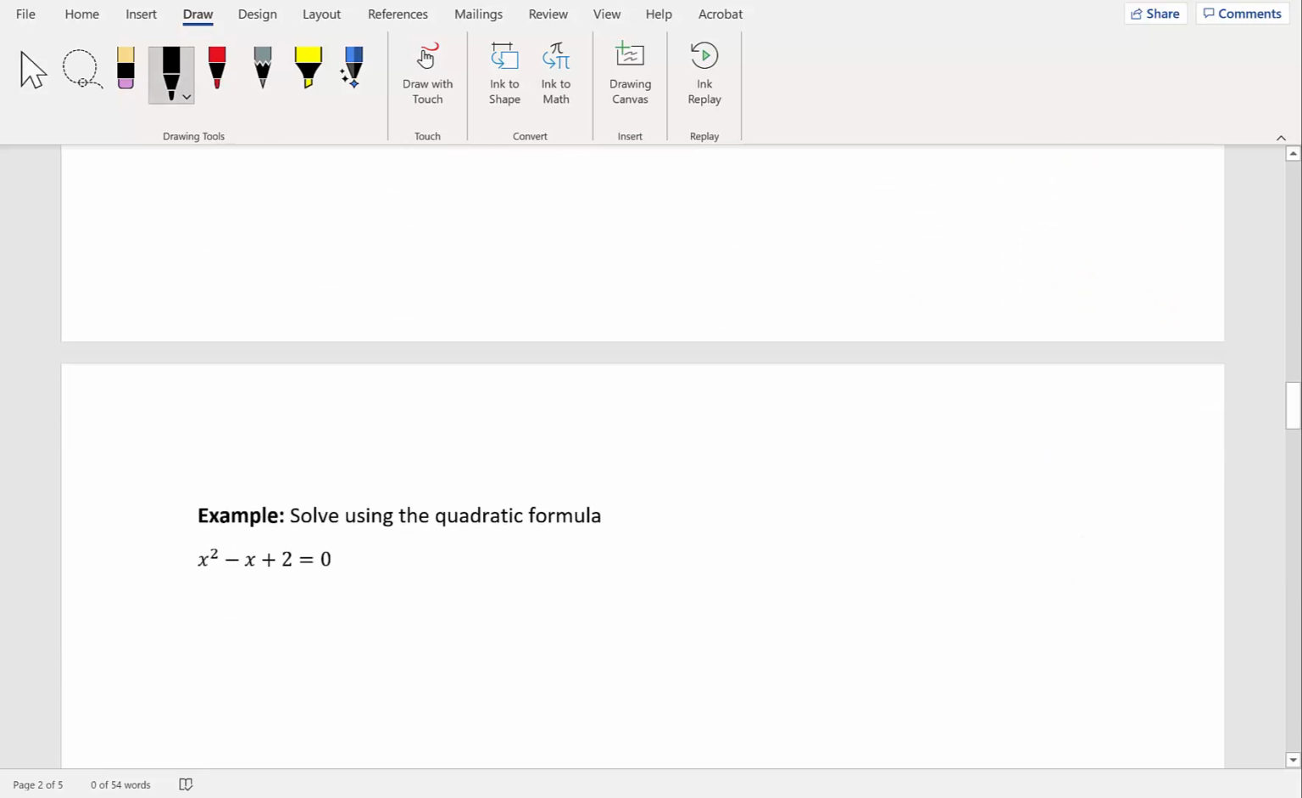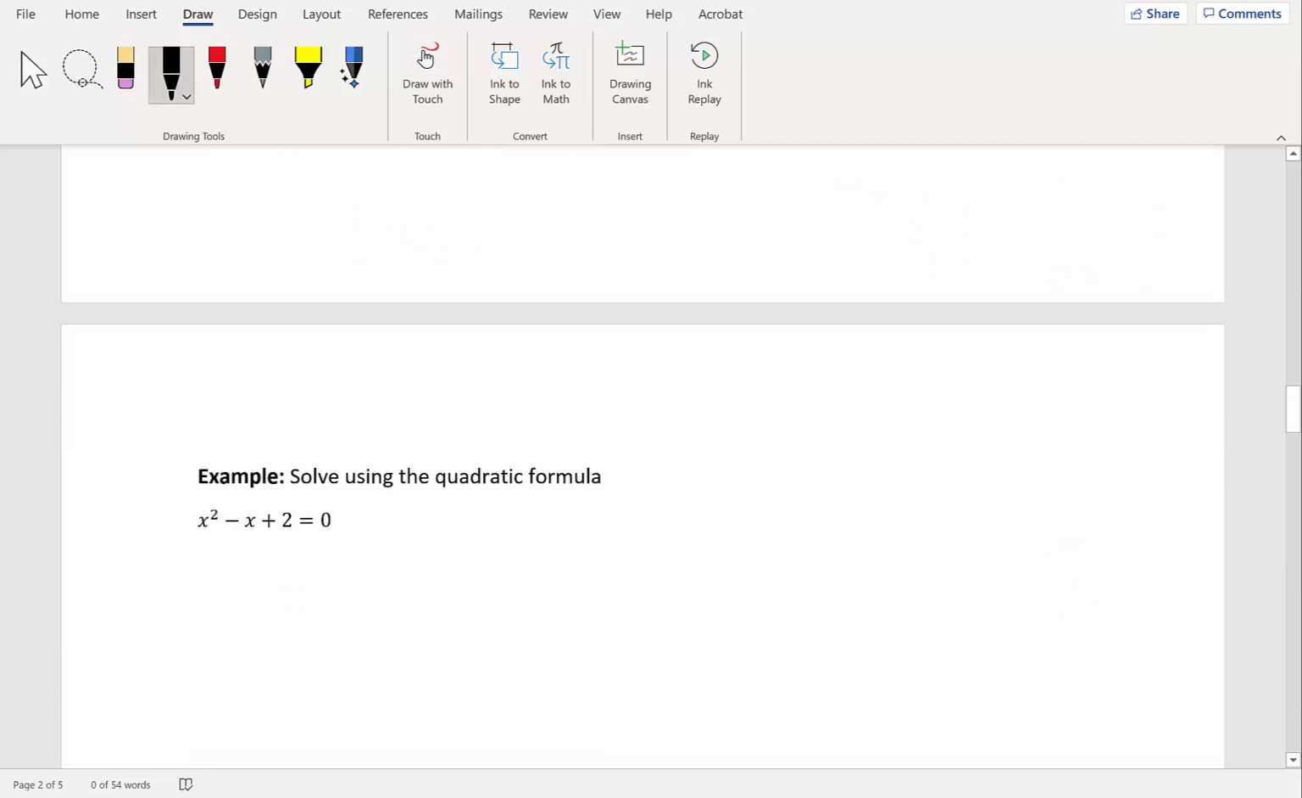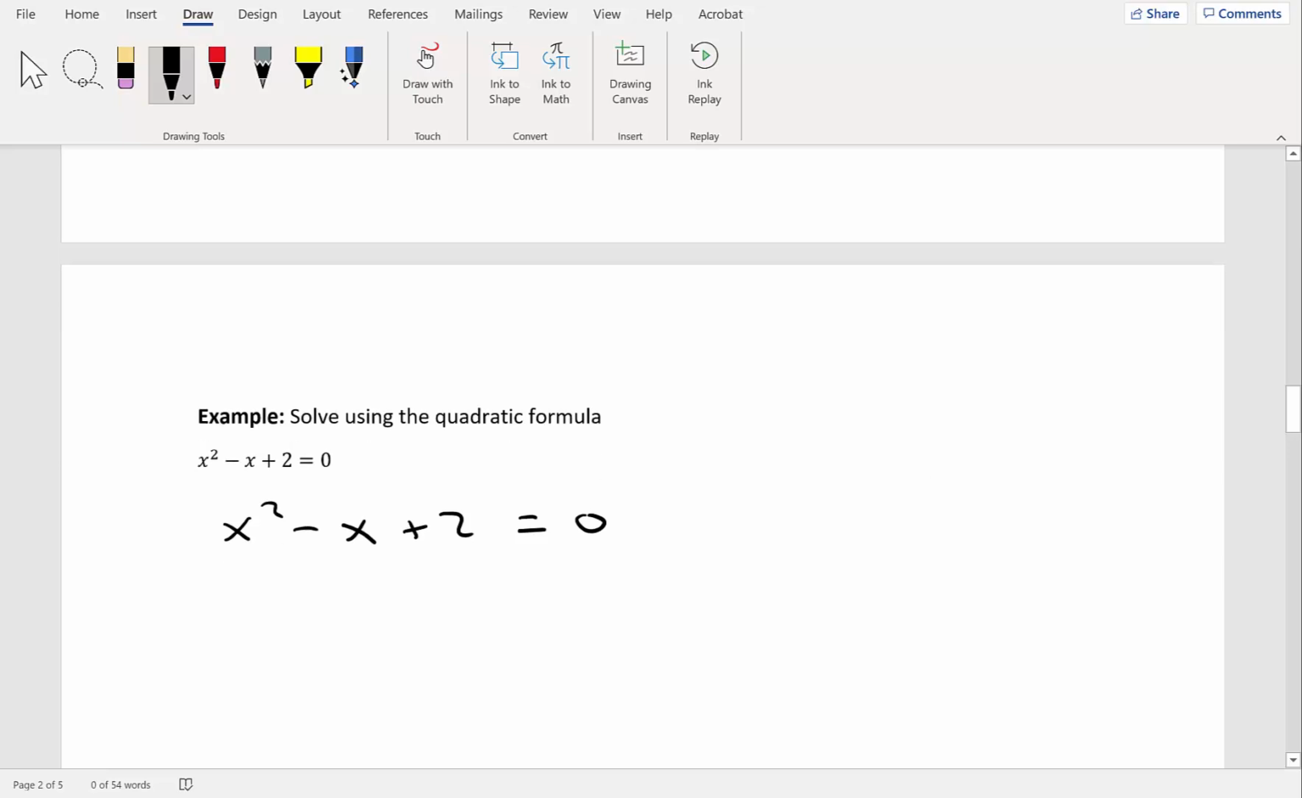Okay, let's take a look at some more problems. Solve using the quadratic formula. So I have x squared minus x plus 2 equals 0. Now for this particular equation, I already have one side equal to 0. So I could go ahead and just plug it into the quadratic formula.